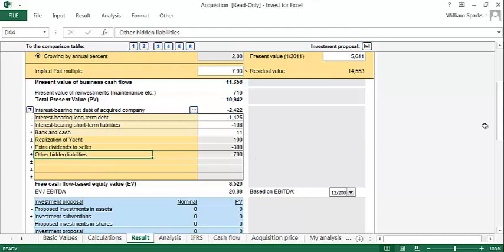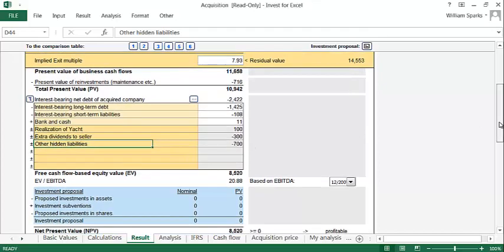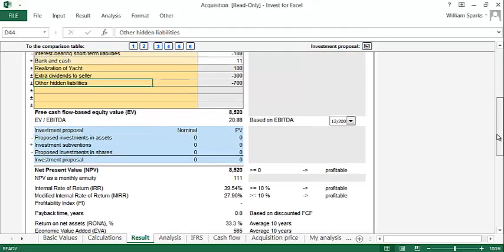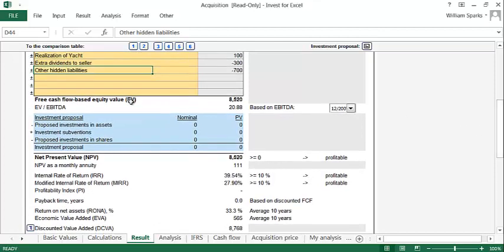So this is manual, and then after that we have this free cash flow based equity value. This is the value if our projections are correct and the adjustments are correct. 8.5 million would be the value for this company. So if we are buying, we don't want to pay more than that. If we are selling, this is what we want to get at least.